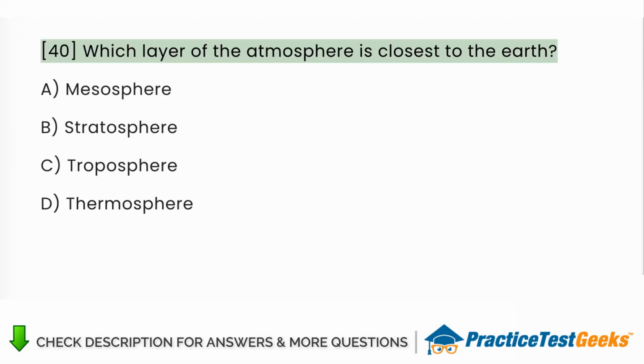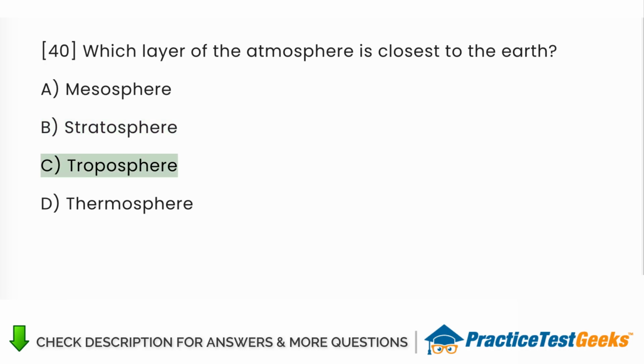Which layer of the atmosphere is closest to the Earth? A. Mesosphere. B. Stratosphere. C. Troposphere. D. Thermosphere.